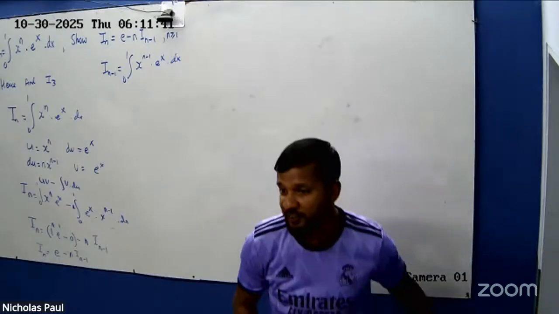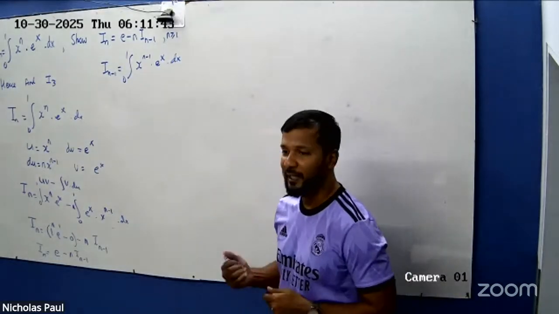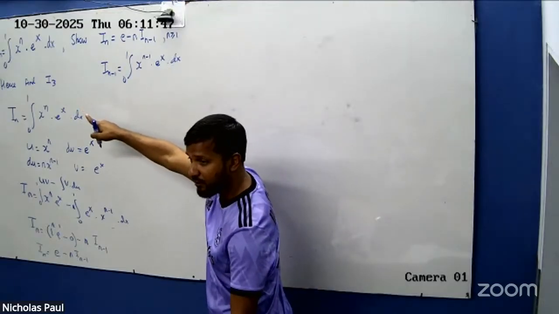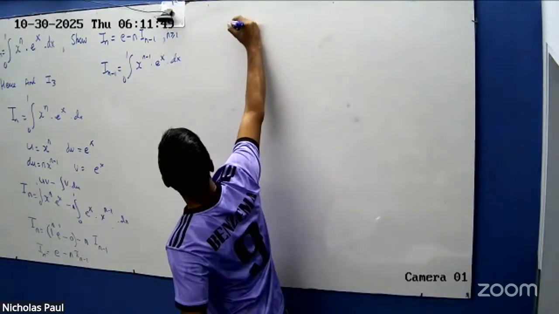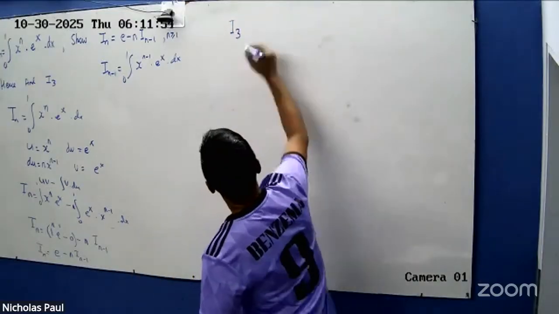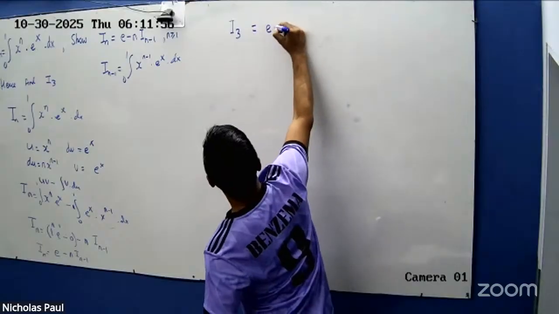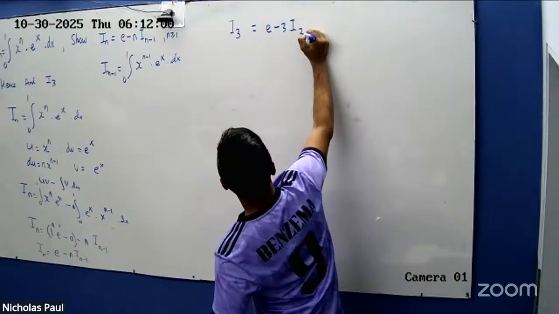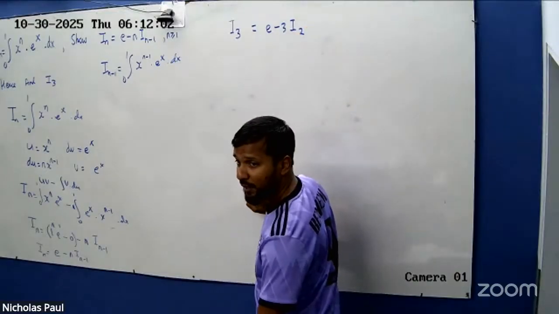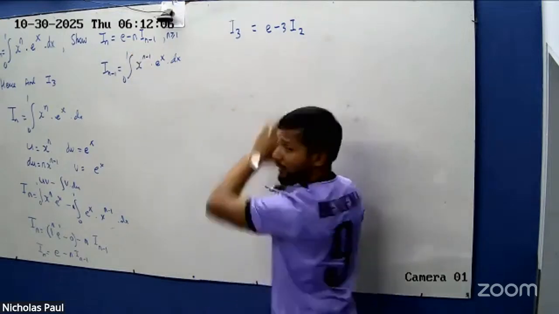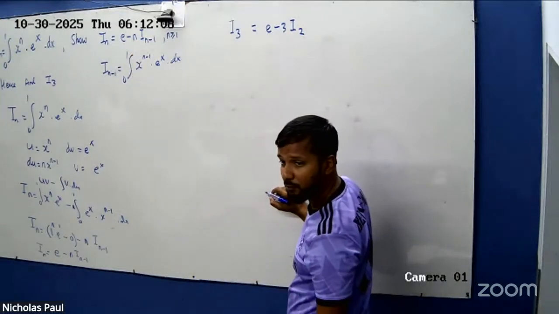Now, watch this here. What did they ask me for? They asked me to find I3, right? So how do I get I3 now? To get I3, I'm going to use the formula. I3 is equal to e minus, remember, n is 3, 3 I2. Are you okay there? So I put 3 here, I put 3 here, I put 3 here, and I get that.